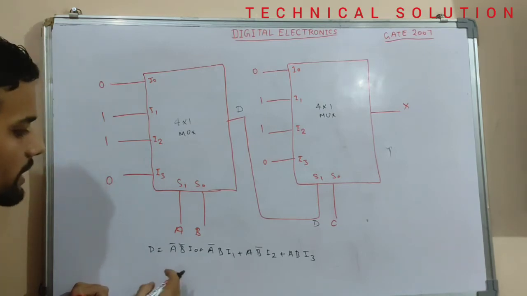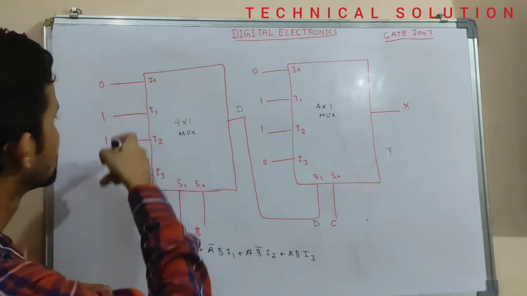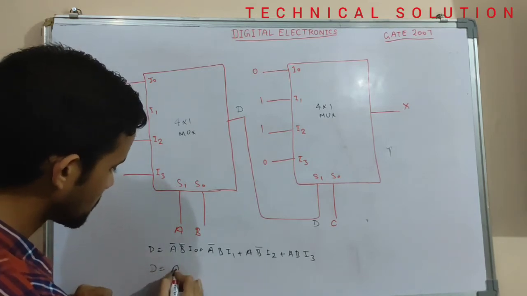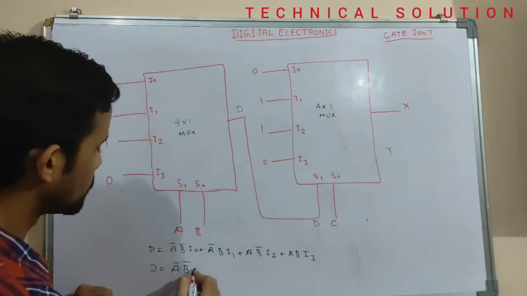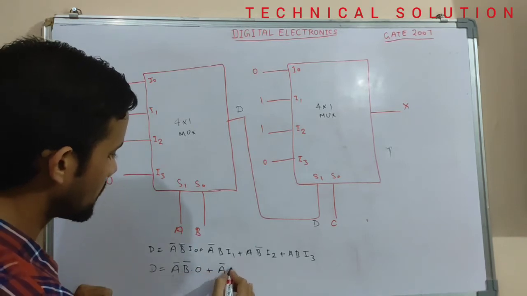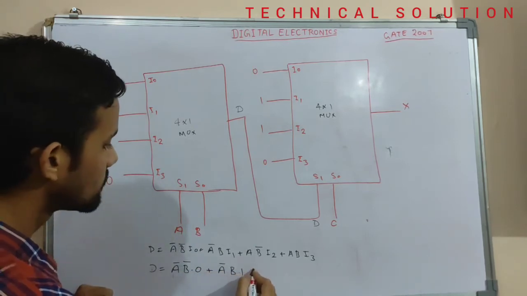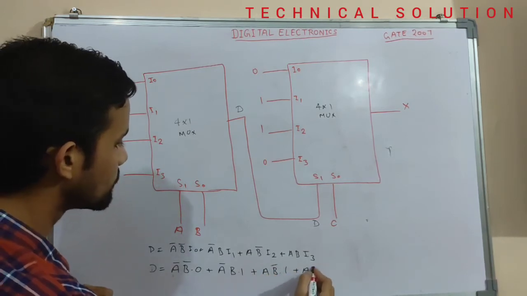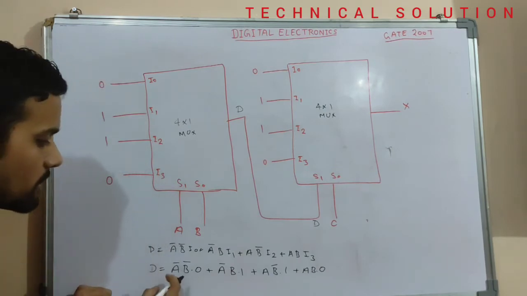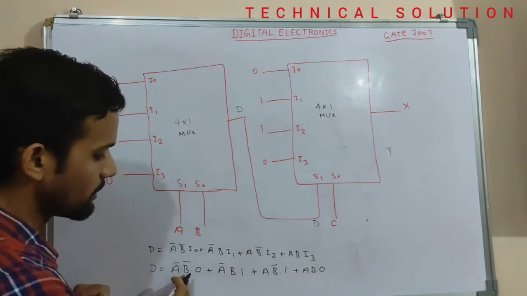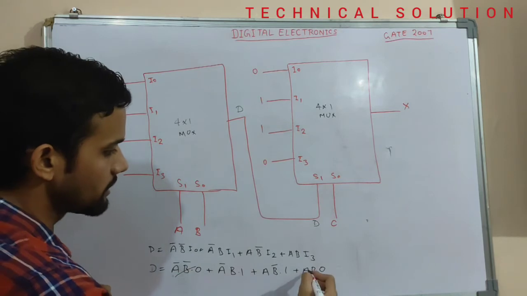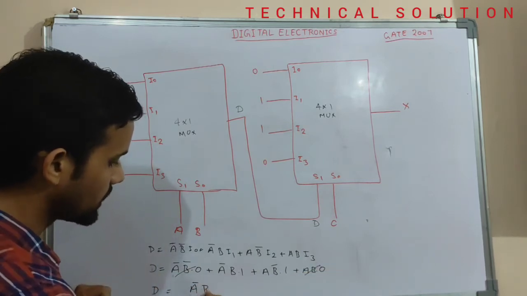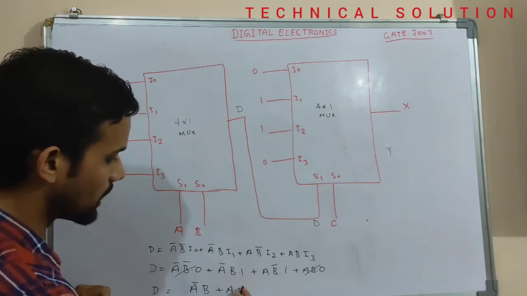So let us put the values of I0, I1, I2, I3, which are given here. D equals A bar B bar into 0 plus A bar B into 1 plus A B bar into 1 plus A B into 0. If you multiply, A bar B bar into 0 becomes 0, and A B into 0 also becomes 0. So D equals A bar B plus A B bar.